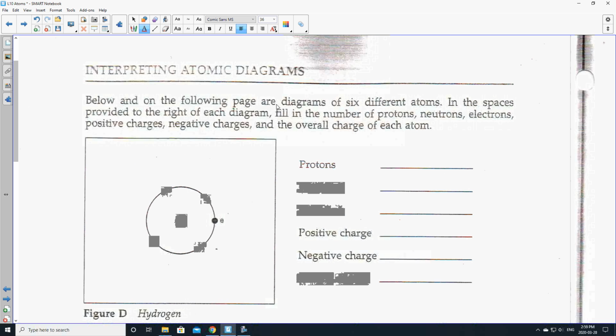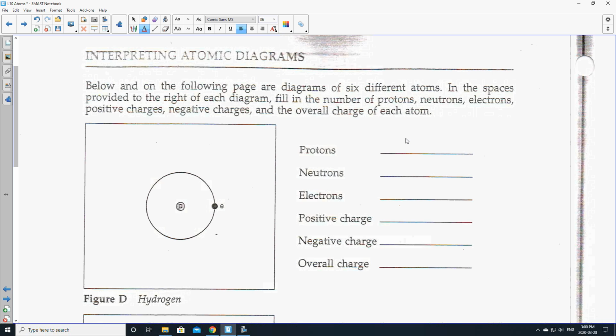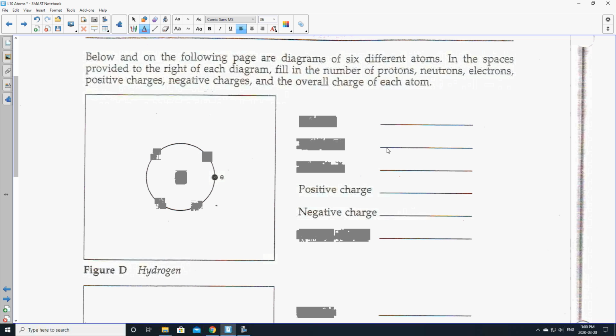Below and on the following page are diagrams of 6 different atoms. In the spaces provided to the right of each diagram, fill in the number of protons, neutrons, electrons, positive charges, negative charges, and the overall charge of each atom. Okay, so I'm hoping that we can do several examples together, and then you can do a few by yourself.